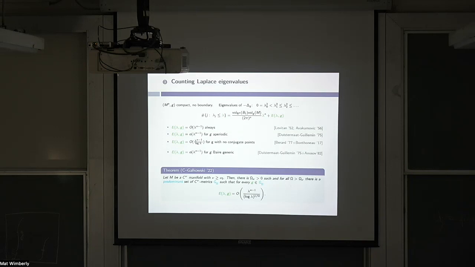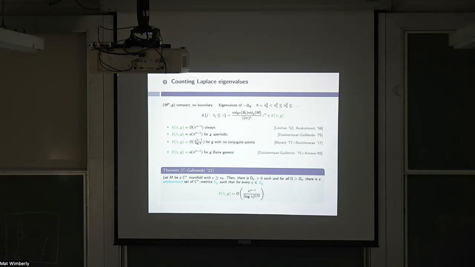But we are not sure. Such that if your manifold is differentiable enough, then there will be a constant, and this is the same one as in the previous slide, it's the same omega nu, such that for any number above that threshold, we can find a predominant set of metrics that are C nu, such that for every metric there, the error term in the Weyl law is going to be bounded above by a constant times lambda to the n minus 1 divided by log lambda to the power of 1 over omega.